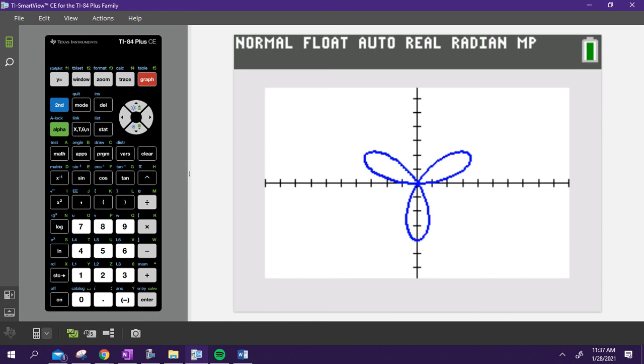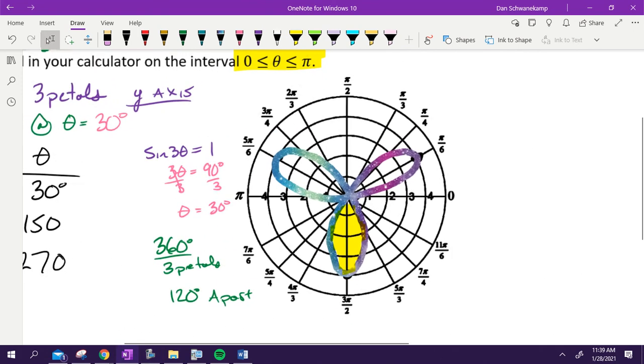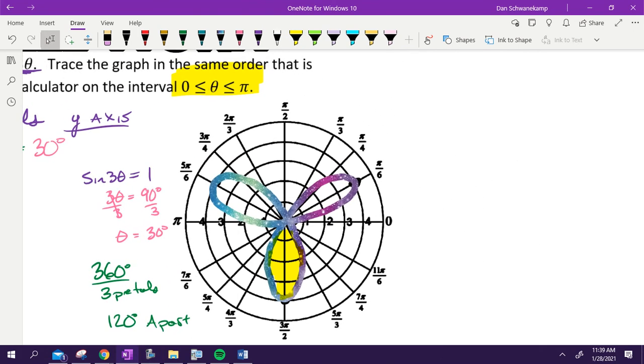What if I asked you, what would you need to change your window to so that you only got that section right there? Talk with your neighbor. Think about what I would need to change my window to get just that bottom petal. Talk to each other. Figure it out. We were trying to figure out what the windows, or what our thetas, should be in order to get that graph.